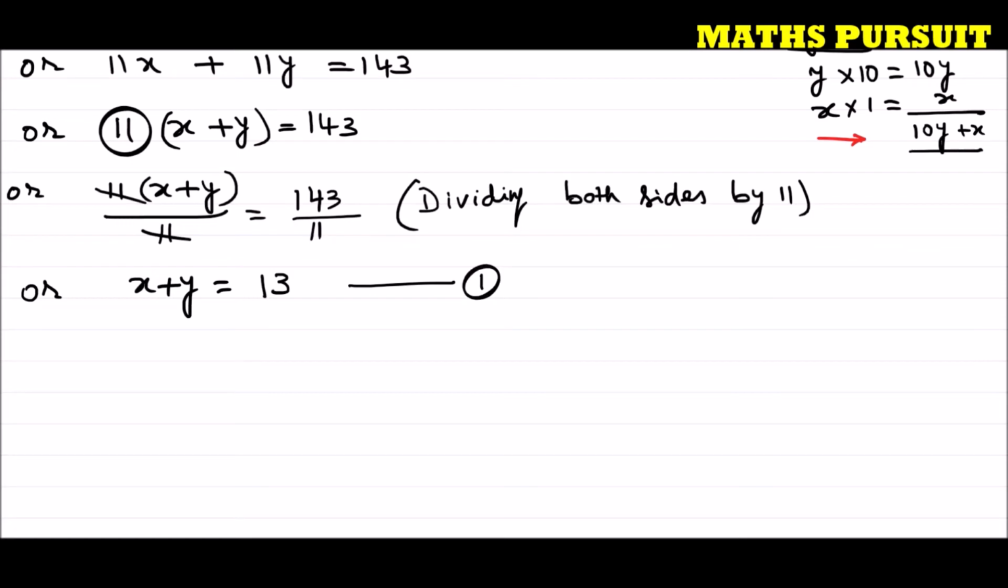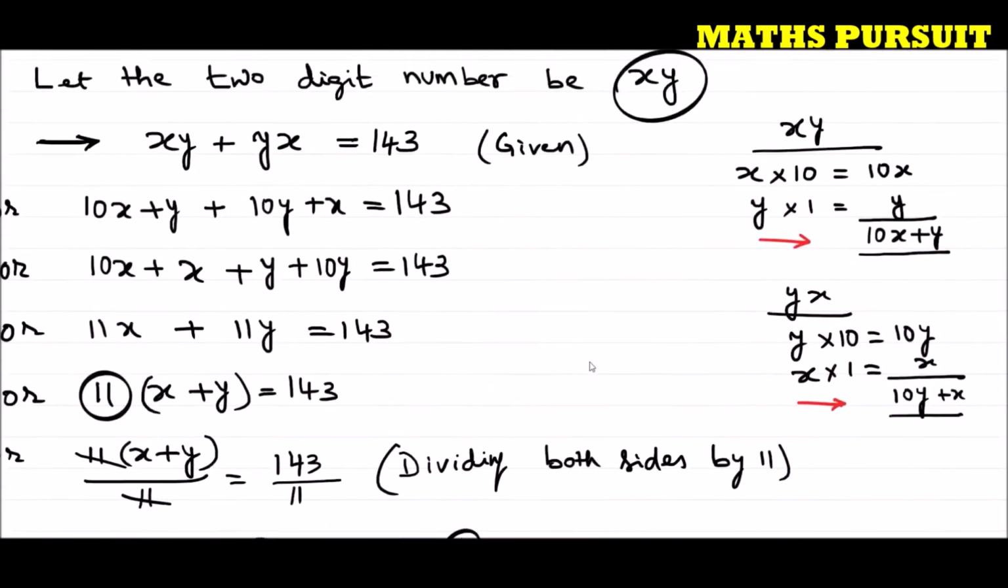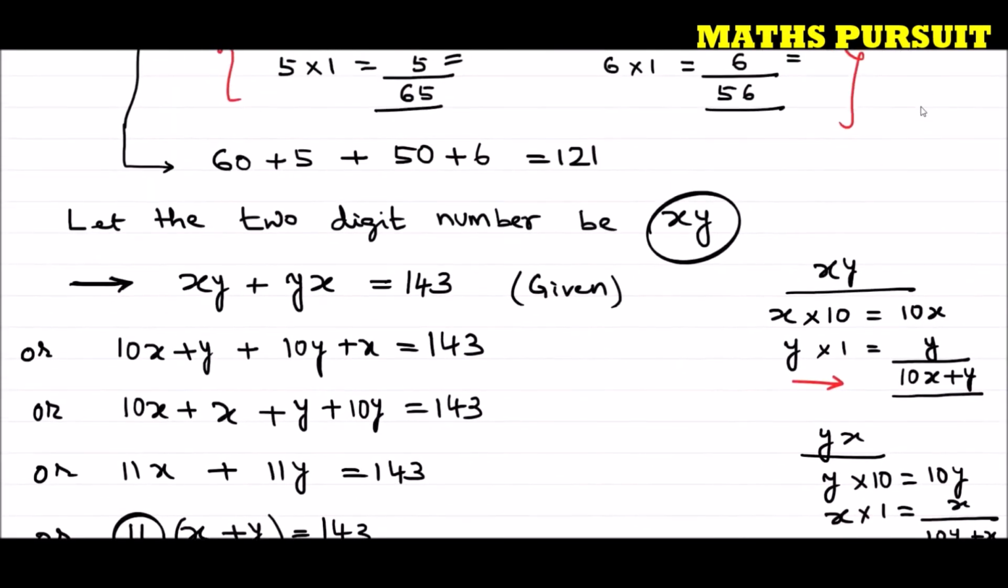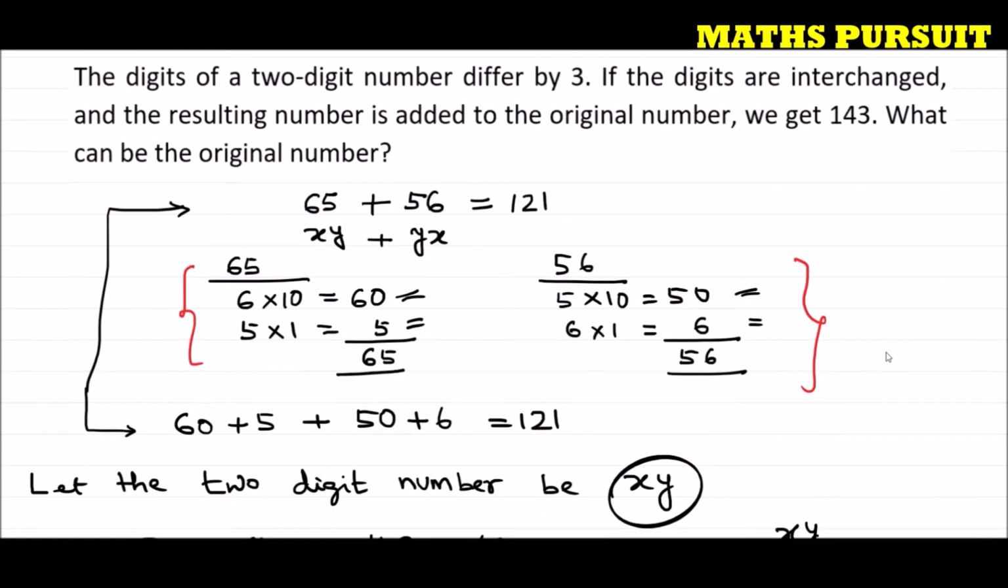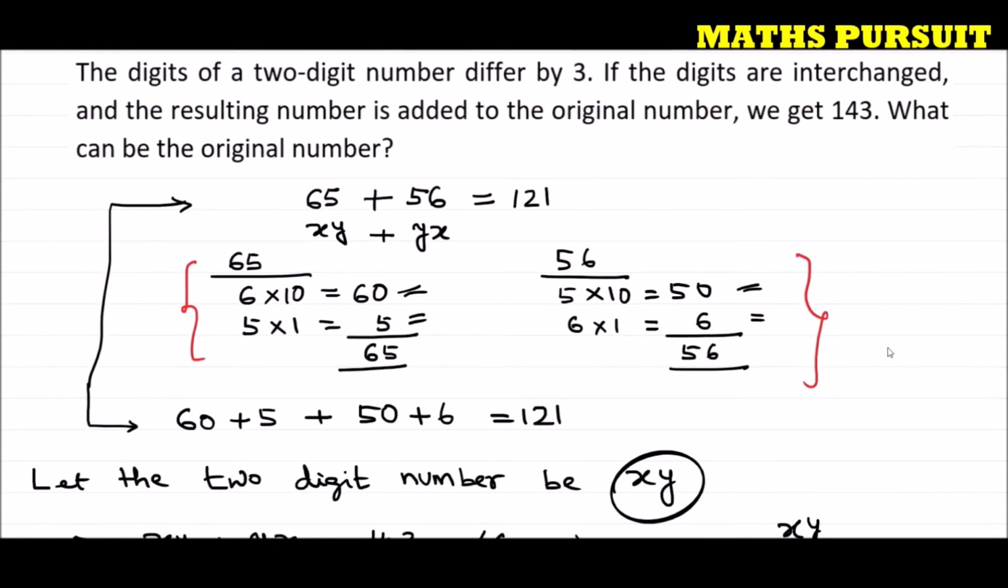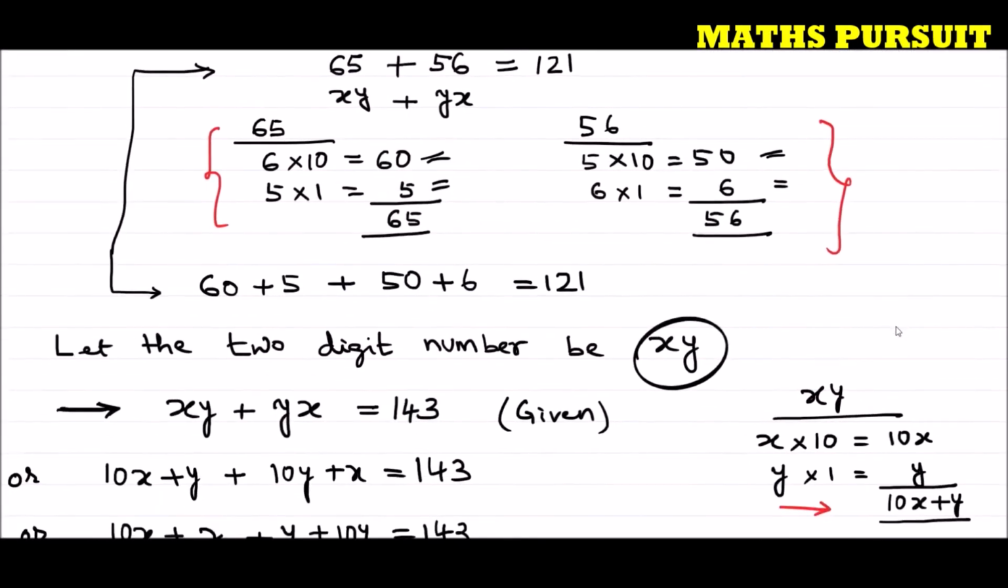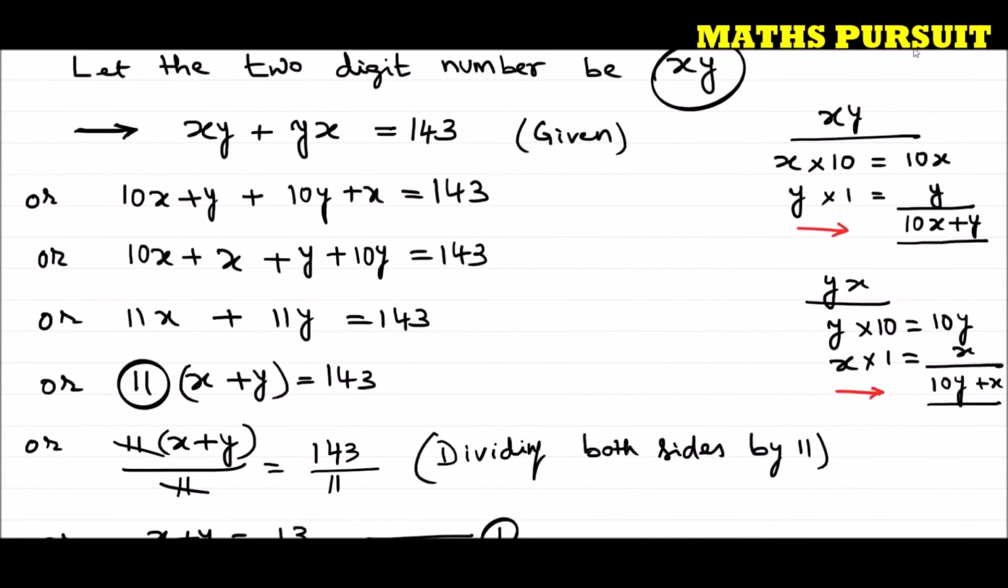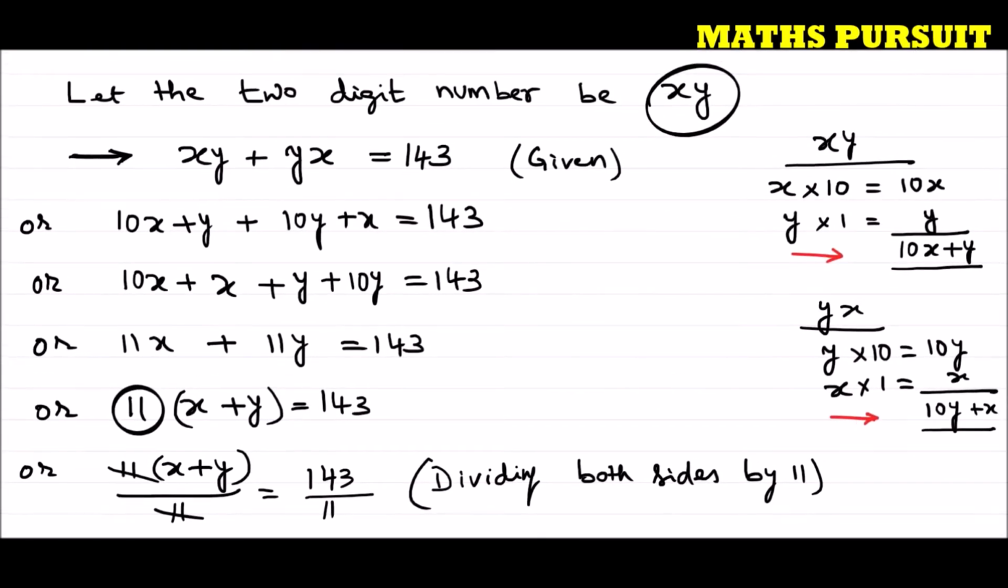Now guys, let us look into the question once again. The question is telling us the digits of a 2-digit number differ by 3. And if you look here, we have assumed the 2-digit number to be xy.